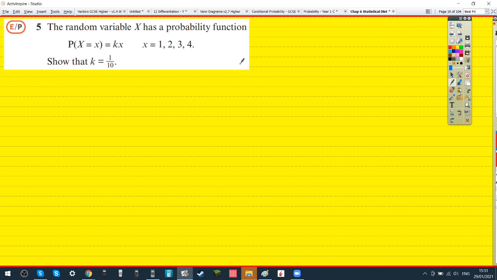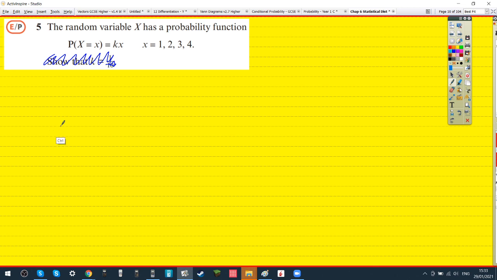Show that K is equal to 1 over 10. Okay, so are we just going to do 1? So we need to say equals to 1, and then do we just do 1 times 1 over 10 plus 2 times 1 over 10? No. So that's true. That's very true. Pretend that isn't there. Solve for K. Something like that. Find K.